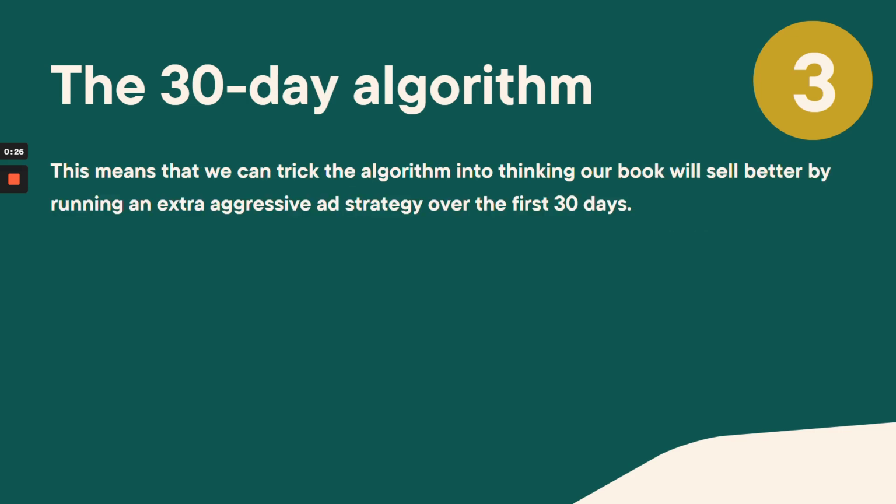What we can do is play the system, or even trick the algorithm into thinking that our book will sell better, by running a really aggressive ad strategy over the first 30 days of our book being released. This will allow our book to get more sales than it perhaps normally would in the first month of it being released. And this is then going to cause Amazon to make our book rank much higher after that month is up, when we're going to be running a more normal advertising strategy.